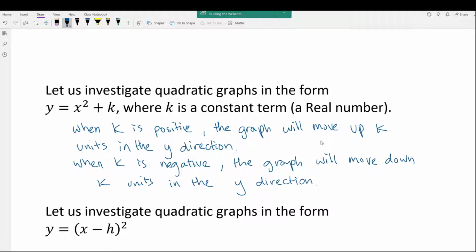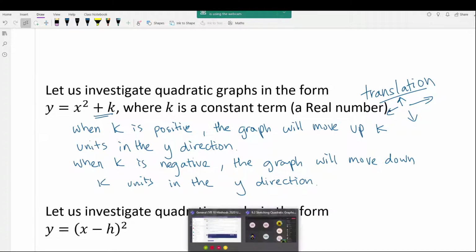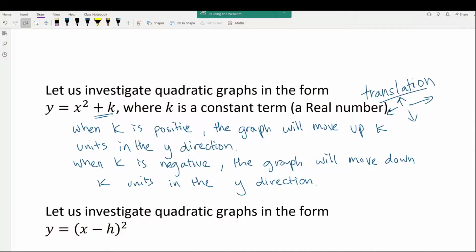When the graph is moving up or moving down, we call that translation. We call this kind of transformation translation. This just means moving left, right, or up, down. In our particular example, it's gone up and down. Hopefully that makes sense. I'm just going to pause there for a second to see if anyone's got any questions in the chat.